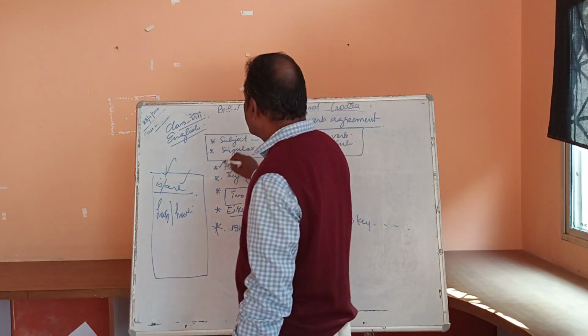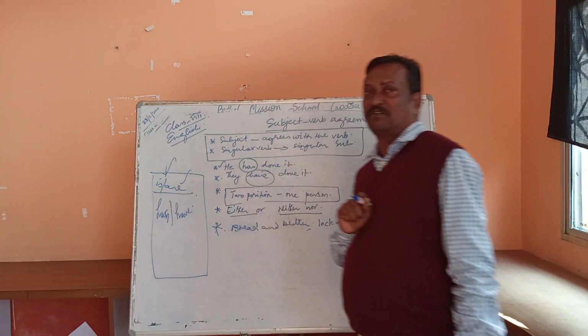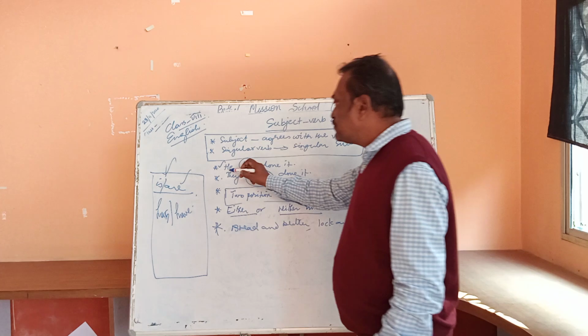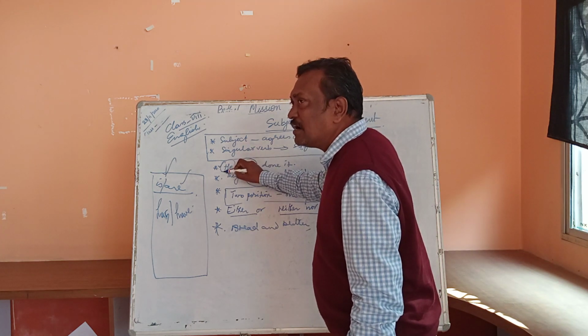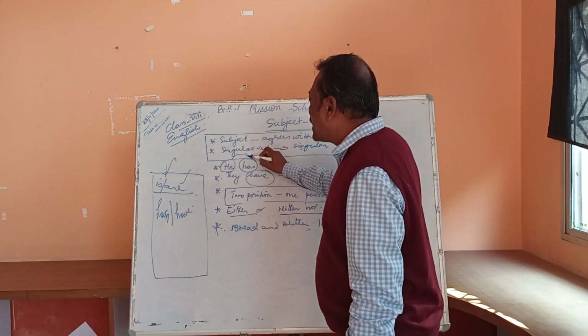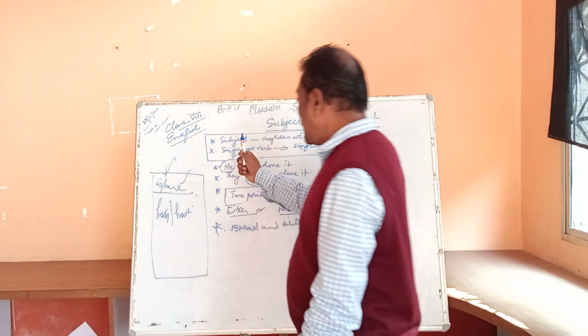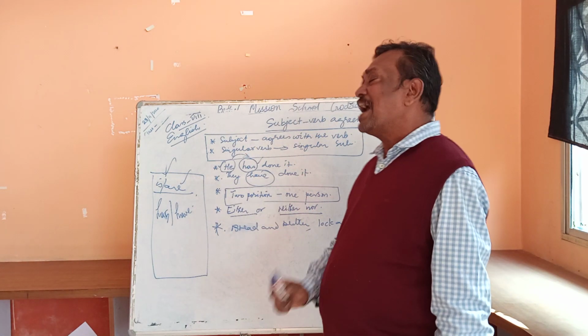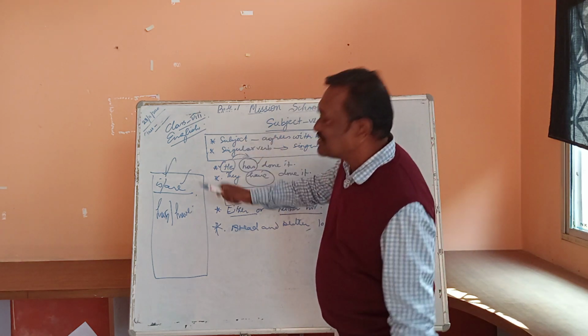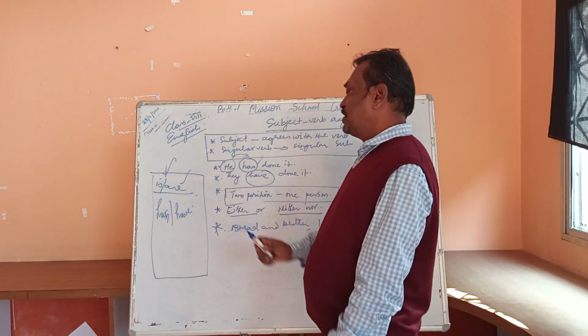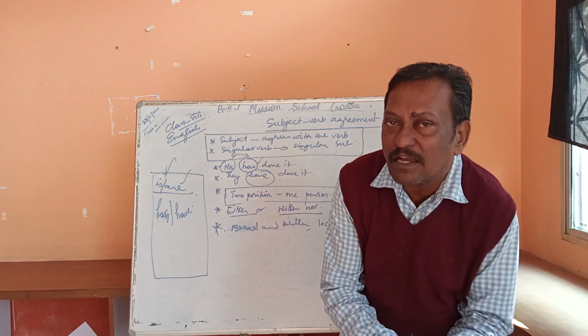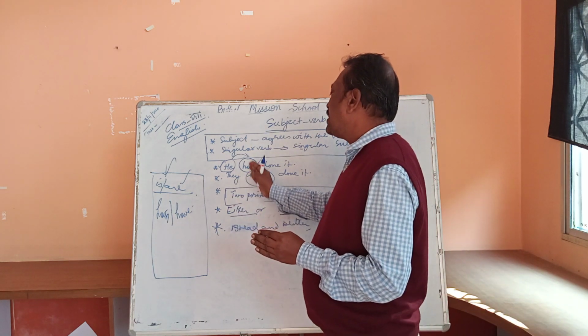Now, I will give you some examples to prove how the verb agrees with the subject. Look at this sentence: he has done it. I have used he as the subject here. But you see the verb that the subject takes, it is a singular verb. Why? He is a singular subject and has is a singular verb. So the singular subject he takes the singular verb has.